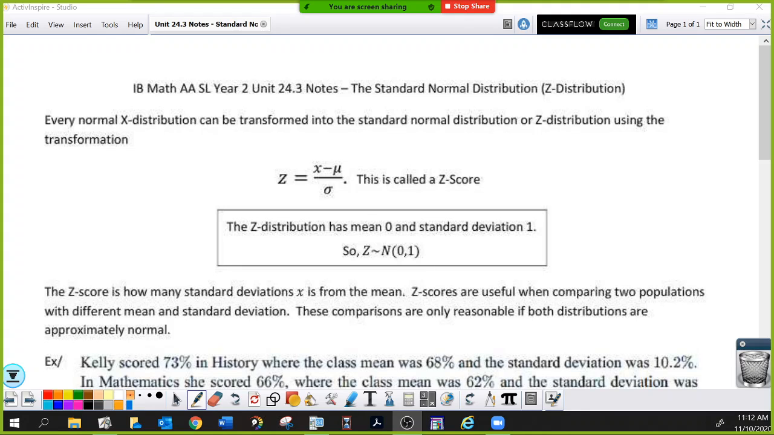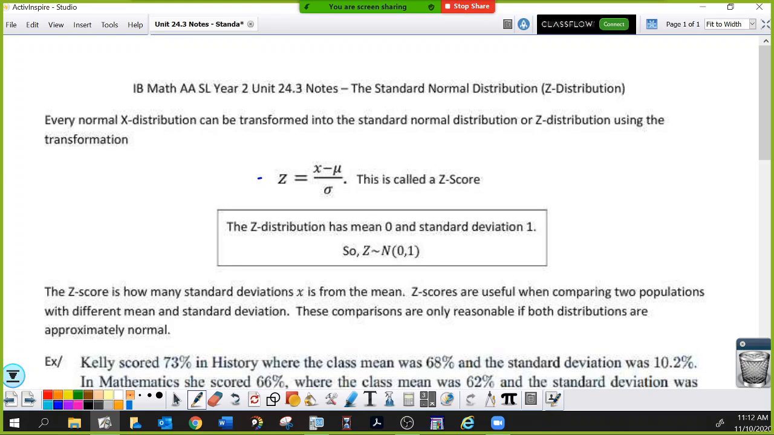Well, every normal X distribution, normal meaning bell curve, can be transformed into the standard normal distribution using this transformation. And it is a transformation. You have to be able to use this formula. Not just, oh, it's in my reference sheet, so I don't need to understand it. No, you need to be able to use it and understand what it's doing.